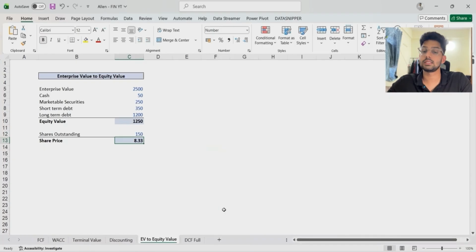Now let's understand this clearly with scenarios. Take scenario 1 as overvalued stock. If the current market price is higher than the intrinsic value that we calculated, it means the stock is overvalued. For example, if the market price is 10 and our calculated value is right now 8.3, this means investors are paying more than what the company is actually worth.